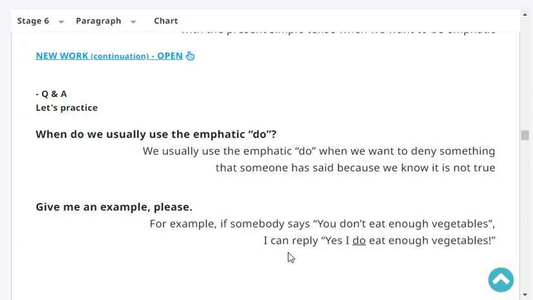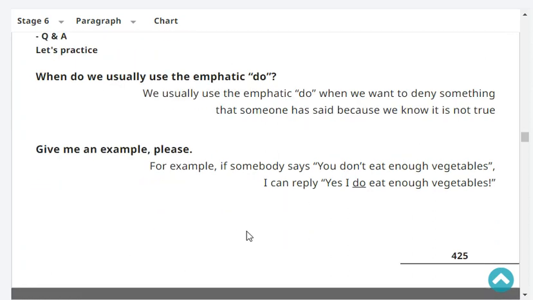We usually use the emphatic do when we want to deny something that someone has said because we know it is not true. Well, give me an example, please.